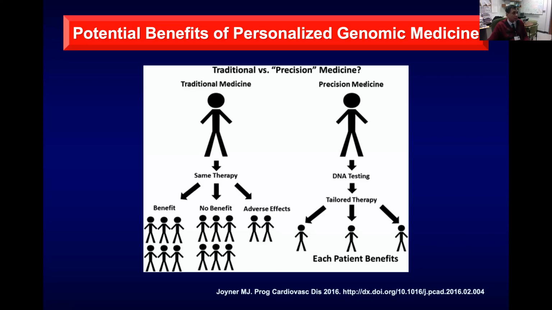So the idea of precision medicine is that by using individual genomic variant data, we can identify those specific individuals who would benefit from any specific therapy. And so then you can tailor the therapy to each individual patient so that every patient ultimately gets a drug or a therapy that is beneficial for that patient. And you hopefully avoid adverse events this way.